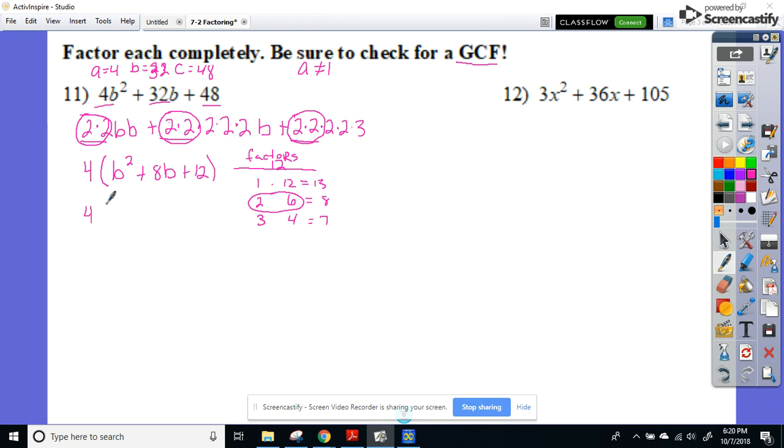So the greatest common factor 4 stays on the outside. This becomes B plus 2, and this becomes B plus 6. And that is factored completely. Same thing over here. Notice you don't have to do this step out all the time. Some of this stuff you can do in your head.